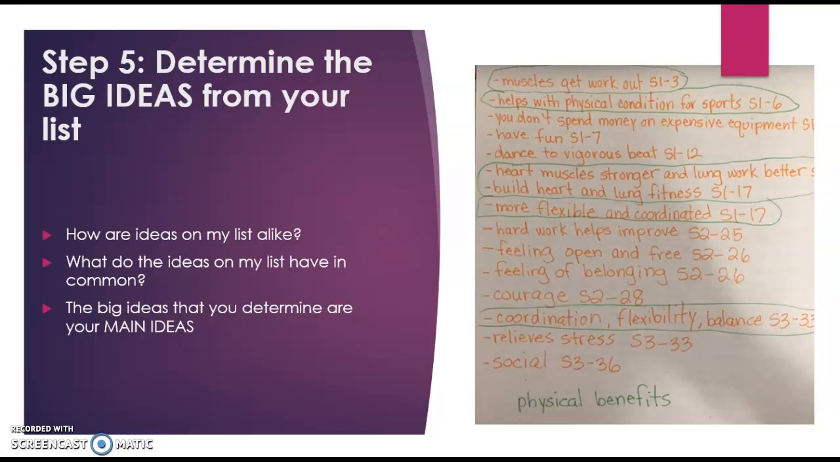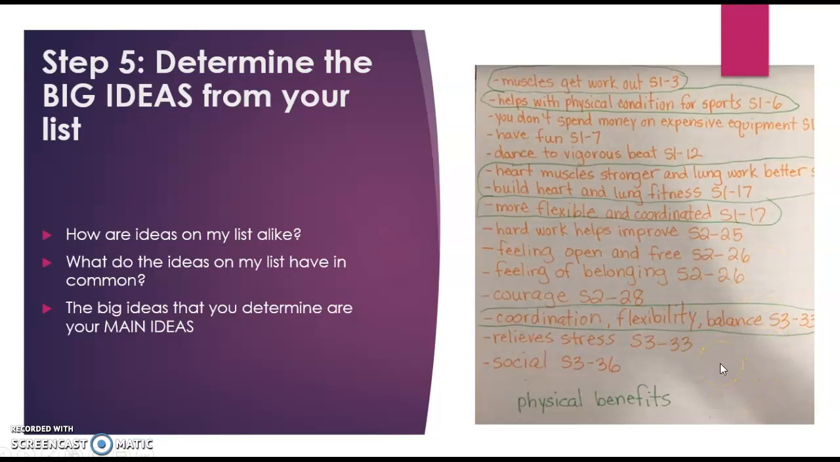text evidence that I collected that kind of sounded a lot like other text evidence. So muscles get a workout, helps with physical condition for sports, heart muscles stronger and lungs work better, build heart and lung fitness, more flexible and coordinated, coordination, flexibility, balance. As I was reading those pieces of evidence on my list, something kept coming right to the front of my brain.